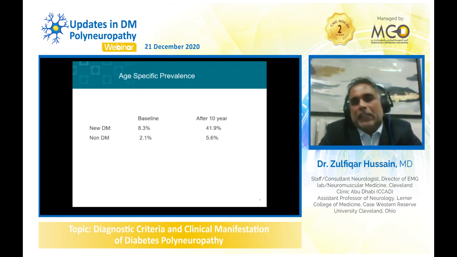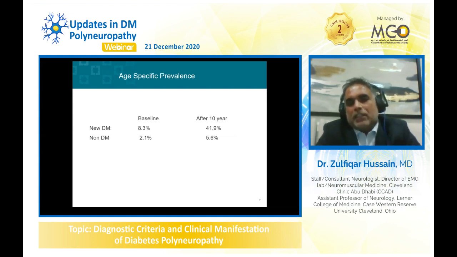What about the age-specific prevalence that we can see? That does increase. For newly diabetic patients, it is about 8 to 13% at baseline, and after 10 years that prevalence goes up to close to 42%. As compared to non-diabetic patients, it is 2.1% at baseline, and the prevalence after 10 years is about 5.6%.